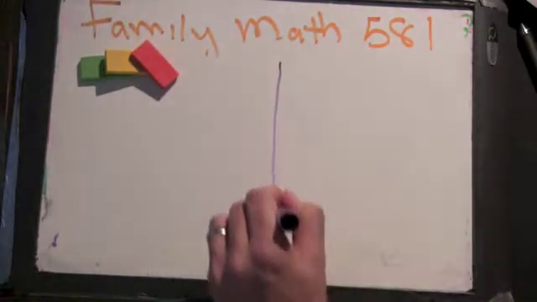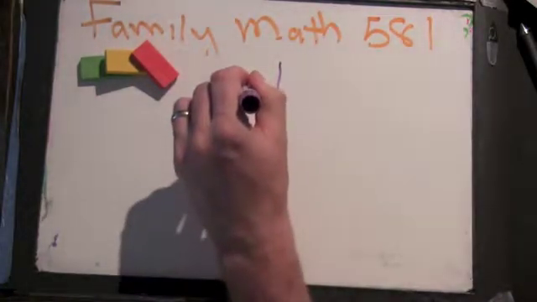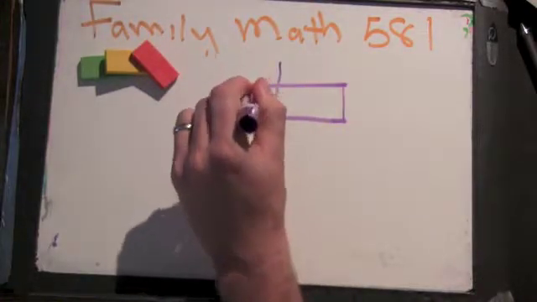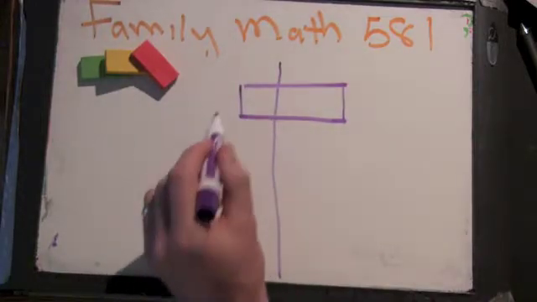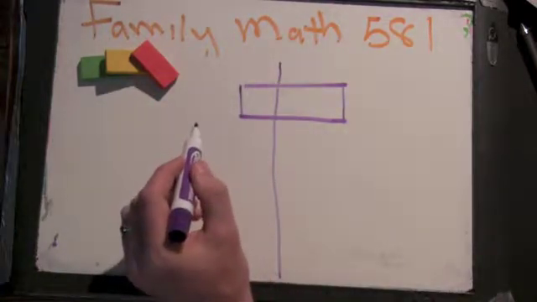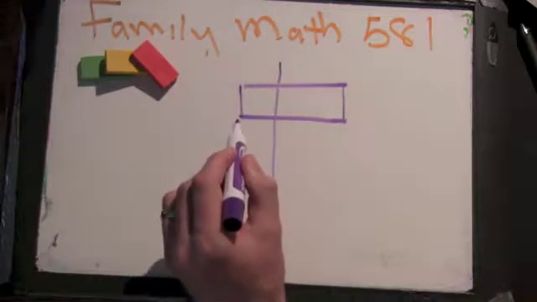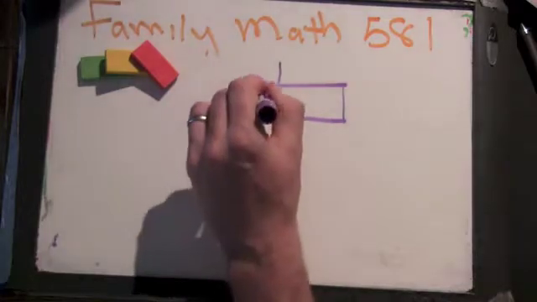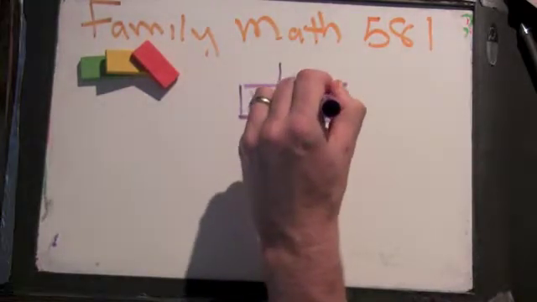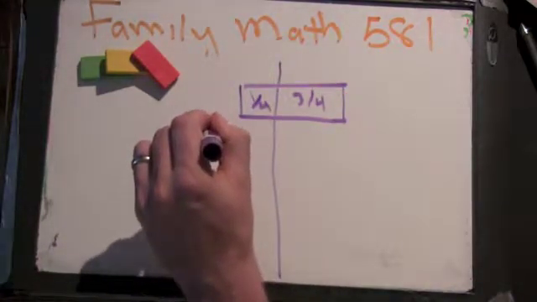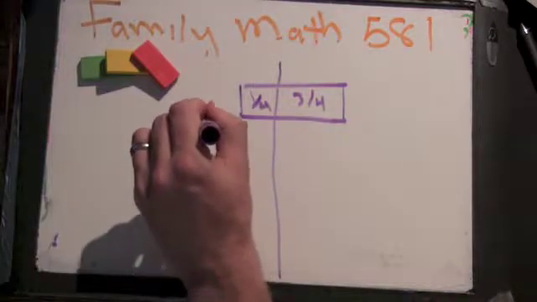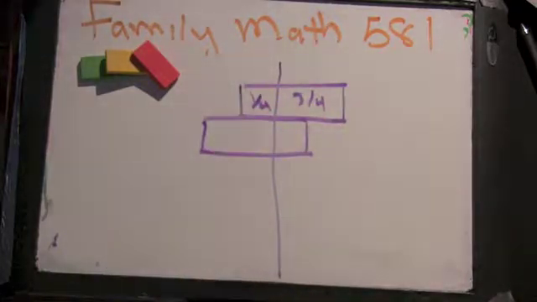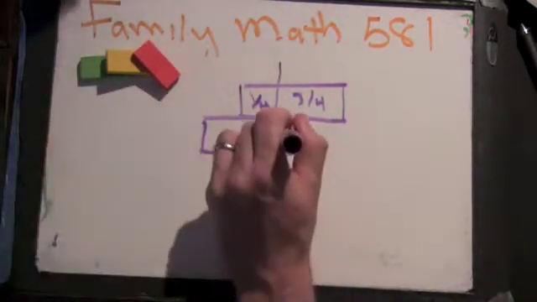So here's my line. I've got this brick that goes here. This is our top brick. And how much is on this side of the table? It's got a half. No, it's got a fourth on this side. A fourth and 3/4. I've got my next brick below it. And what does it have? It has 1/4 and 3/4.